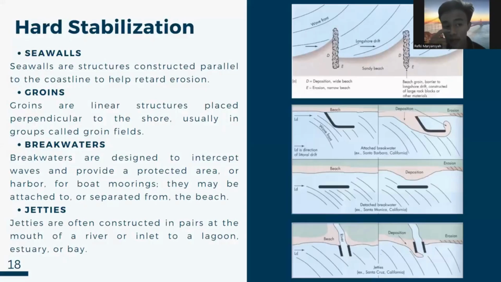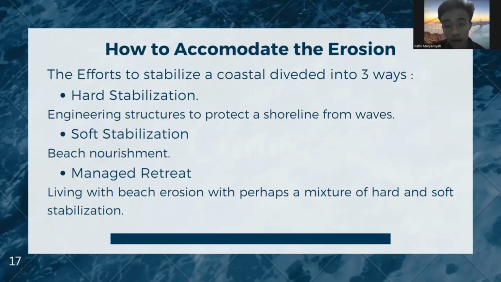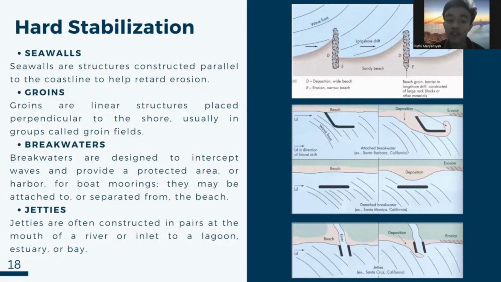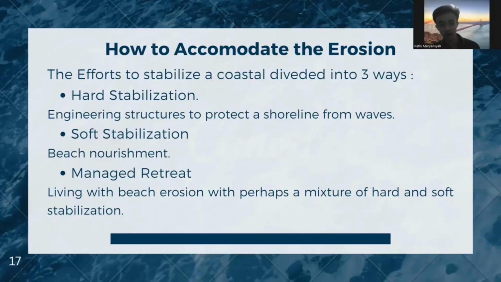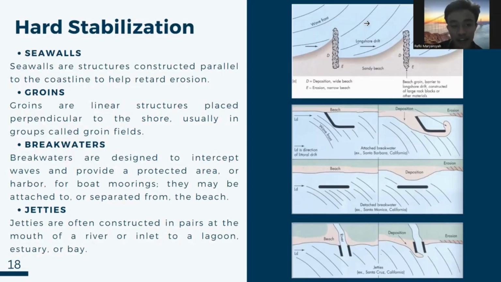The first one is hard stabilization. In this way we can use four ways to make a structure to stabilize the shoreline. The first one is seawalls. Seawalls are structures constructed parallel to the coastline to help prevent erosion.